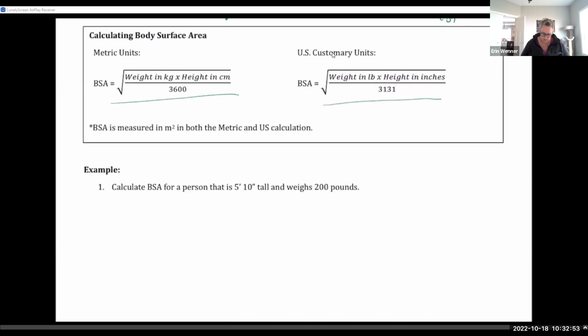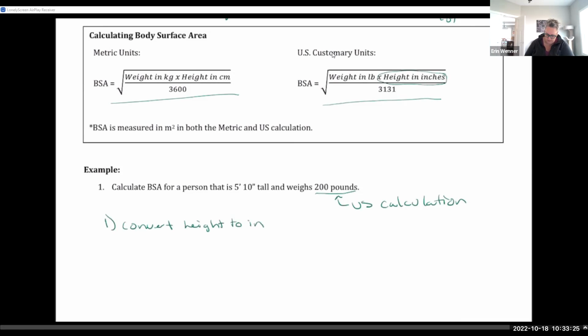So number one says calculate the BSA for a person that is 5 feet 10 inches tall and weighs 200 pounds. If you look at our formula, because they give us the weight in pounds, we're going to use the US calculation. So height must be in inches. Step one would be to convert height to inches.